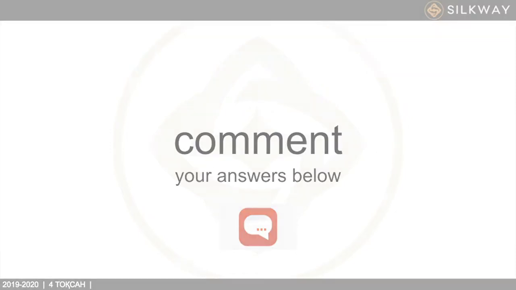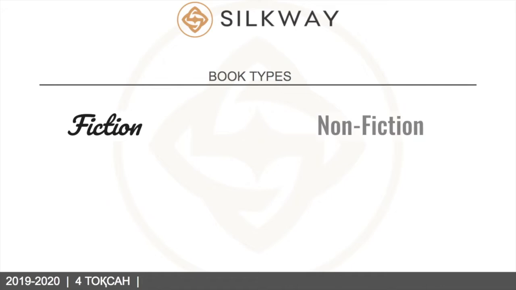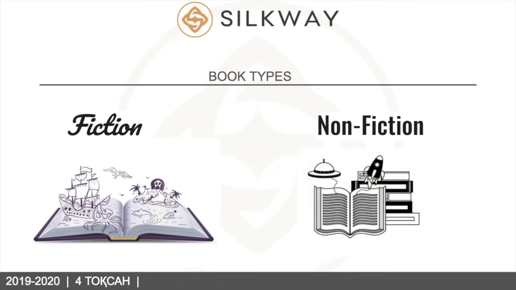Okay, now let's start. So, book types. There are two main types of books: fiction and non-fiction. Fiction is the one which is made up, where you can find tales, fantasy stories, horrors, etc. Made up characters, novels, etc. And non-fiction is something related to science, facts, true stories, biographies, etc.